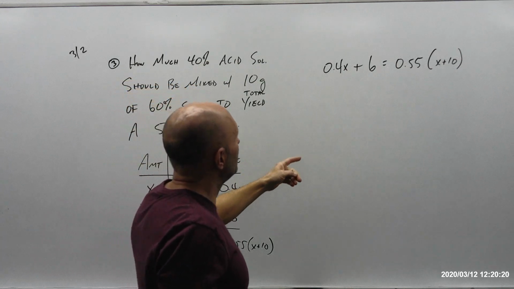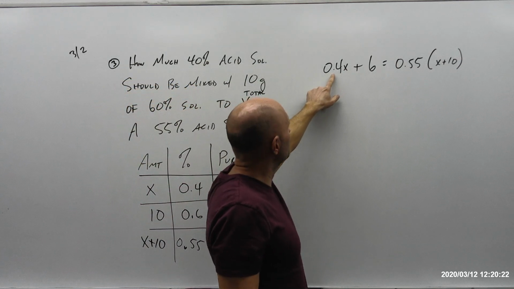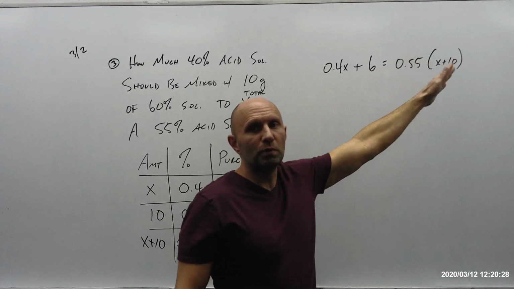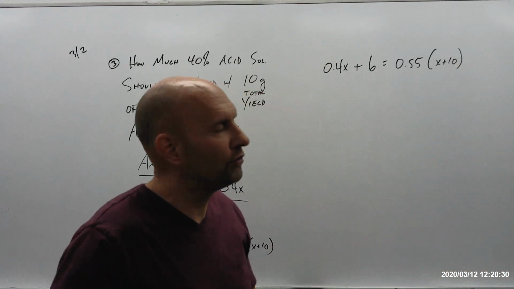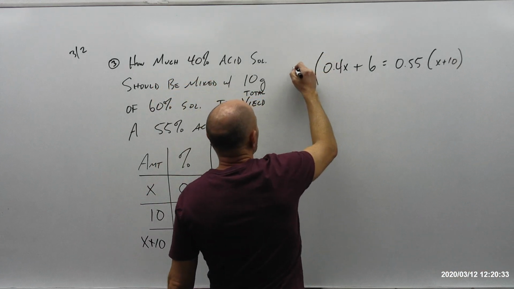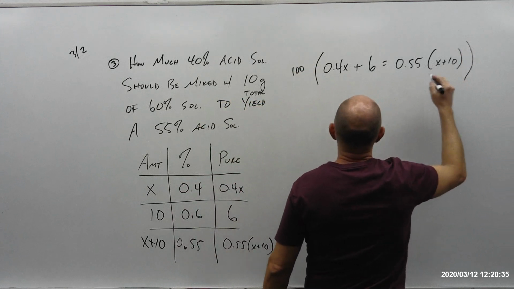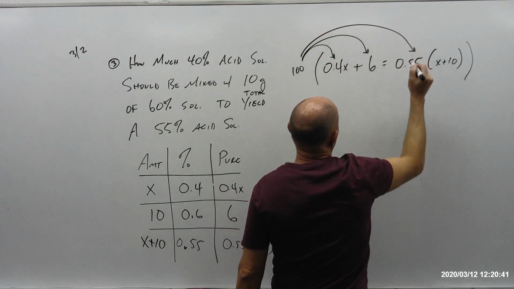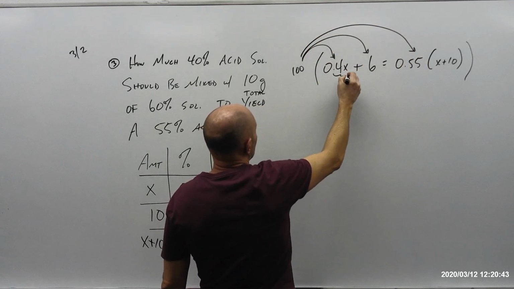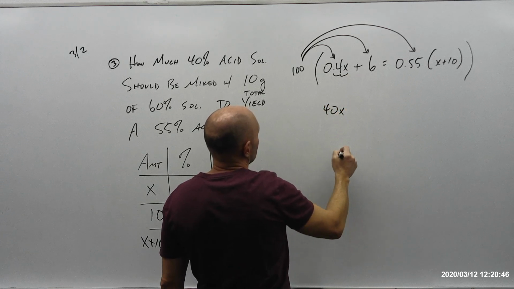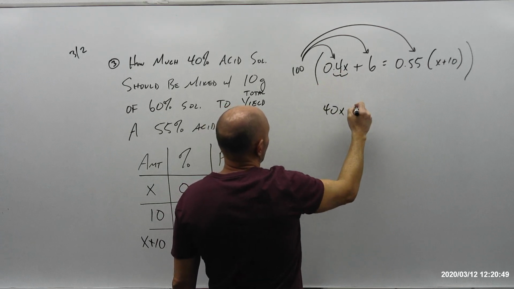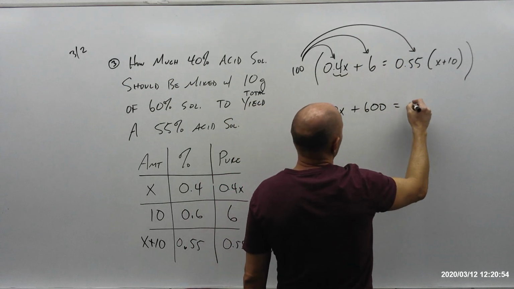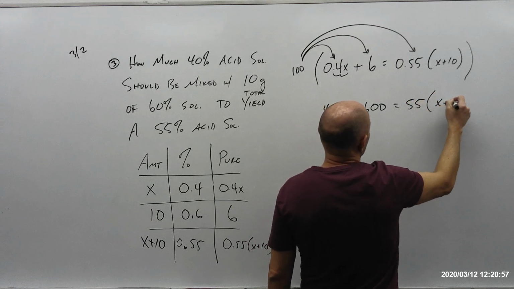So if I want to get rid of the decimals, how many decimal places do I need to move it? Well, I only need to move it one here, none here, but I have to move it 2 places on the 55. So I have to do what? To move it 2 places, I would multiply everything by 100. So I multiply this by 100, multiply that by 100, multiply that by 100. So if I move it 2 places, this becomes 40x plus 6 times 100 is 600 equals 100 times 0.55 is 55, and x plus 10.